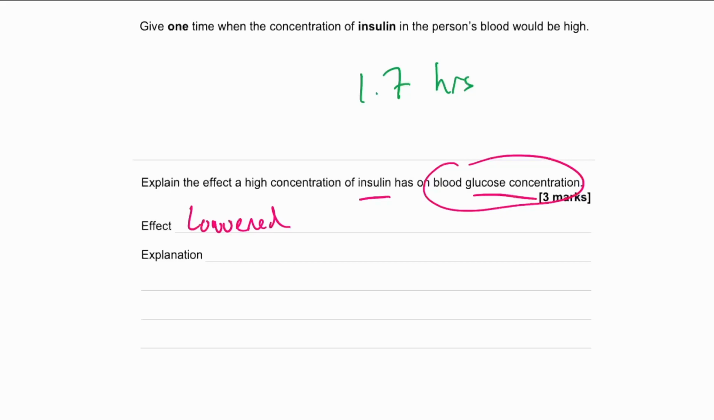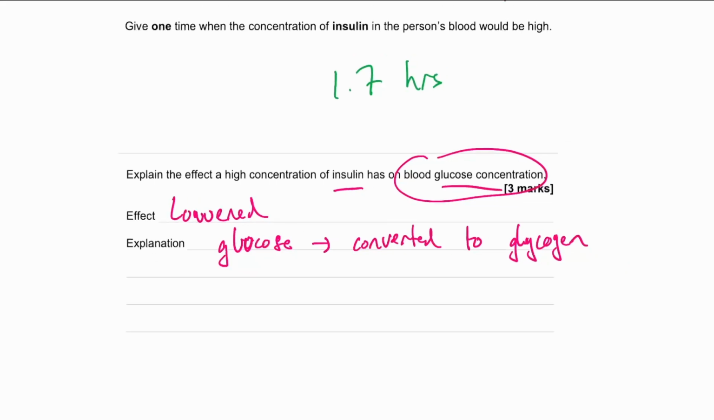And then you need another 2 marks to explain why that is. The idea is that the glucose itself is going to be converted to glycogen by the insulin. Remember, the insulin allows this conversion to happen, where we take our glucose and store it as glycogen instead. And the 3rd mark is for saying where this happens. This happens in the cells, or you could also say the liver, or you could even say the muscles. That would all be enough to get you the mark. So you can see how we structured that 3-mark question.